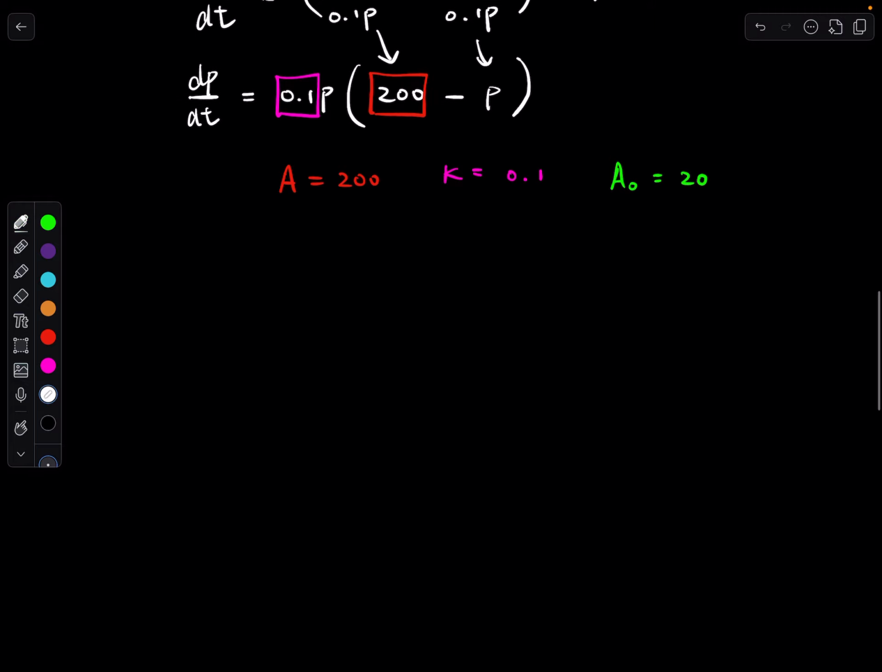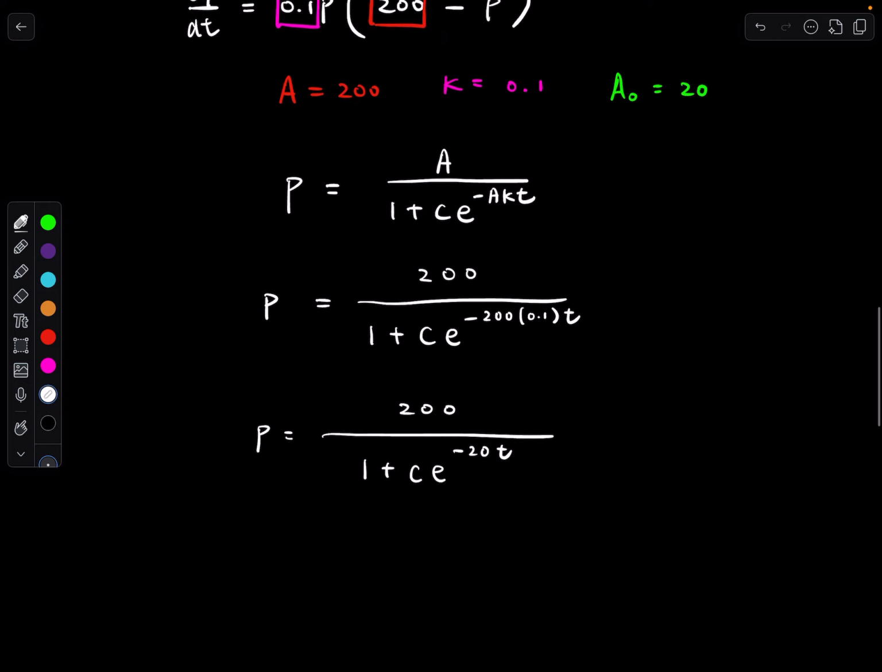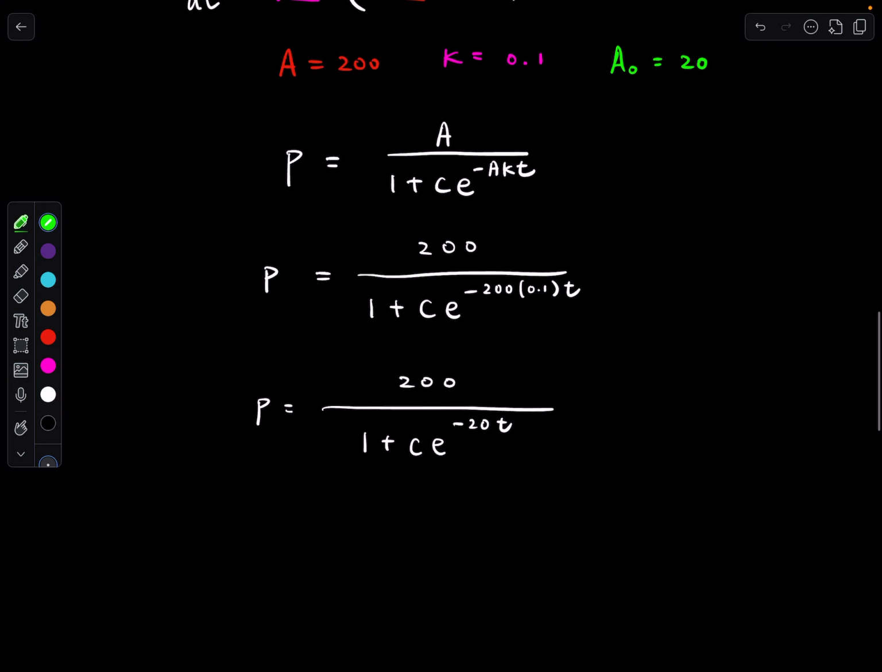So what we do is we move down to P equals A over 1 plus C e to the negative AKt. Plug in your A, which is 200, over 1 plus C e to the negative 200 times K, which is 0.1, times t. We'll go ahead and simplify the bottom a little bit: 200 over 1 plus C e to the negative 20t. Now again, how do I use my initial value? It's just the front right here, these three guys right here. So those are going to give you 20.